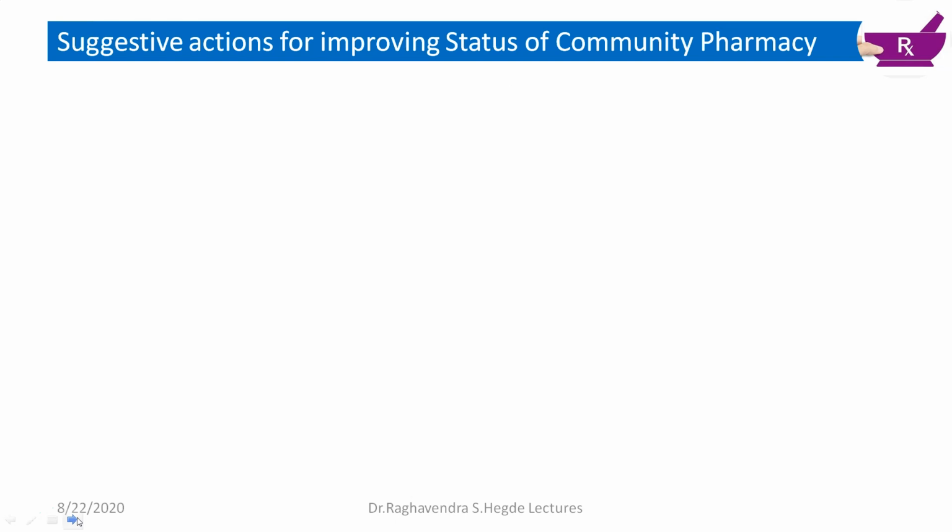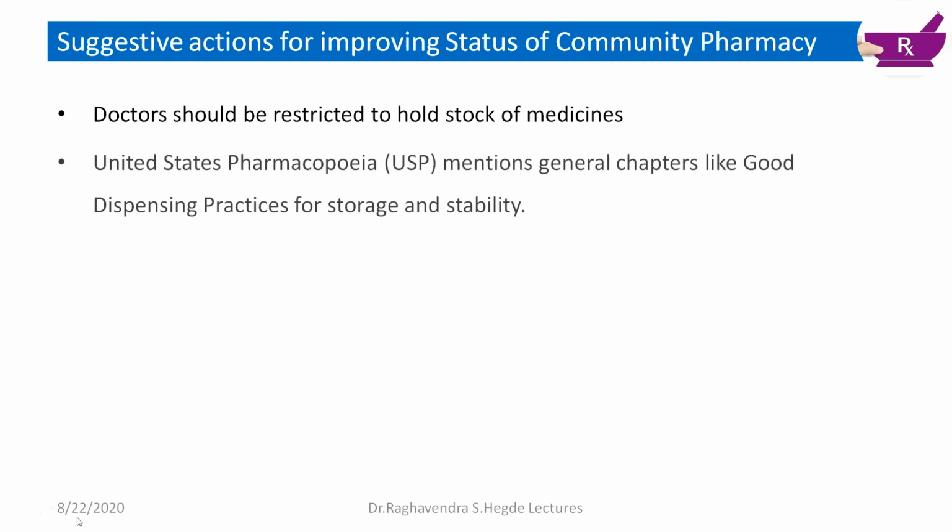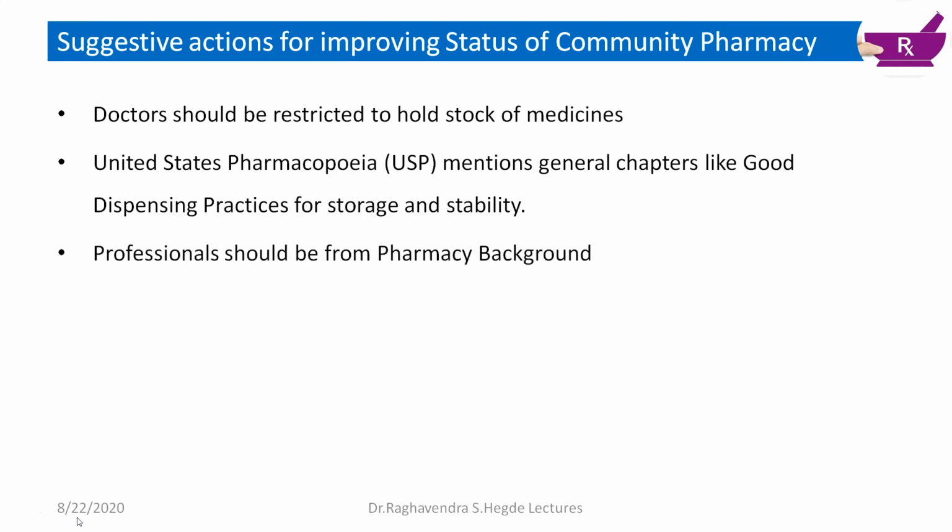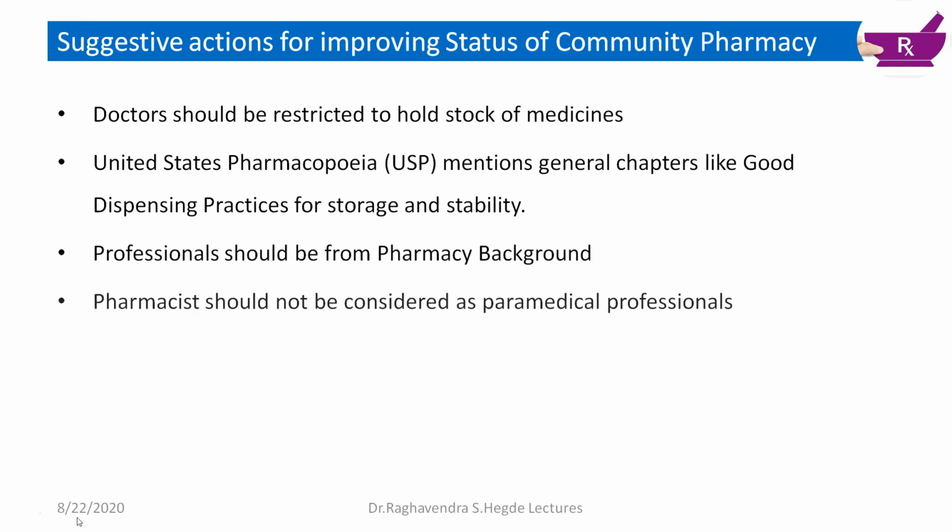Now, what are the suggestive actions which should be taken for improving the status of the community pharmacy profession? Doctors should be restricted from holding the stock of medicines. United States Pharmacopoeia mentions general chapters like good dispensing practices for storage and stability. It has to be brought into practice in the Indian scenario also. Professionals should be from a pharmacy background. Other professions should not be encouraged to distribute and dispense medications. Pharmacists should not be considered as paramedical professionals. It's a pharmacy profession, not a paramedical profession.